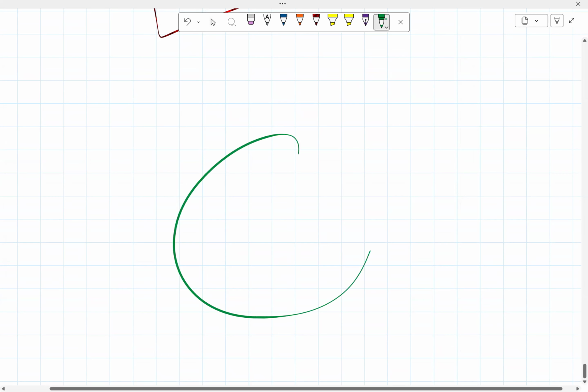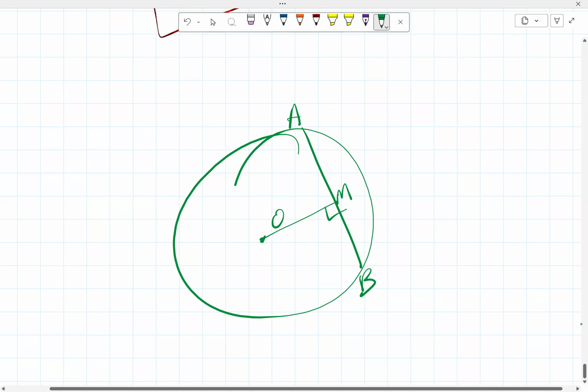So you have your circle, center O. That's the first thing you want to do every time. Then you have a chord AB. It can be anywhere, you can draw it in any direction. So you have a chord AB like that, and you draw a line from here to here. This is M now, and you ensure that this is perpendicular. So we are saying that AM is equal to MB, because any line you draw from the center to meet a chord at 90 degrees automatically bisects the chord.